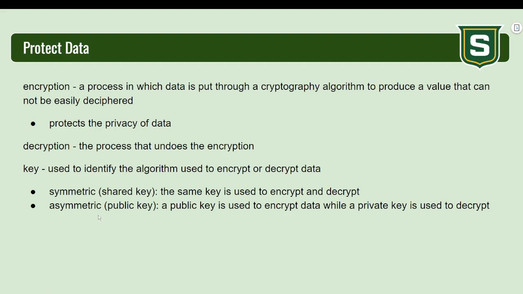Then we have an asymmetric one. So an asymmetric one is actually, you have a public key that everybody uses to encrypt the data. However, each person has their own private key to decrypt it. All right, so that was a little bit more complex.